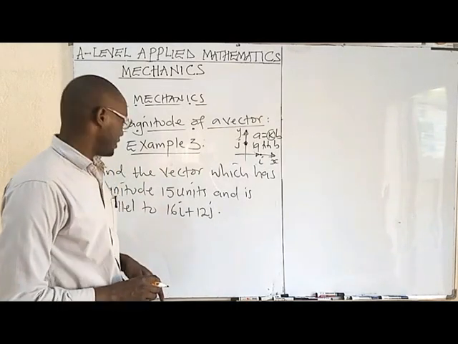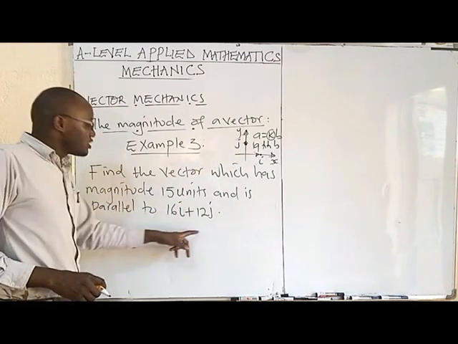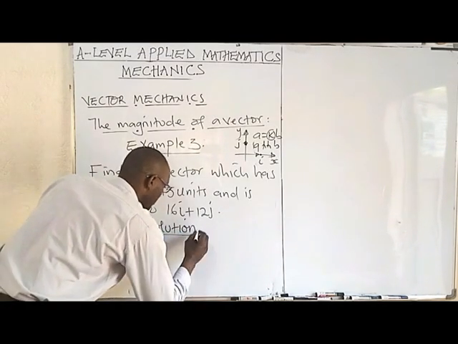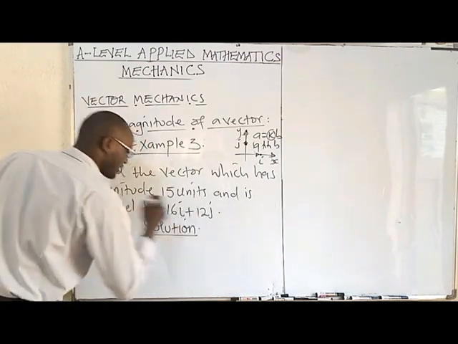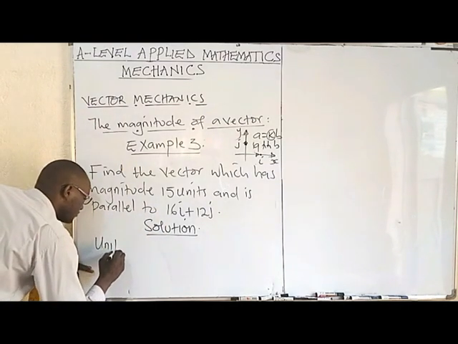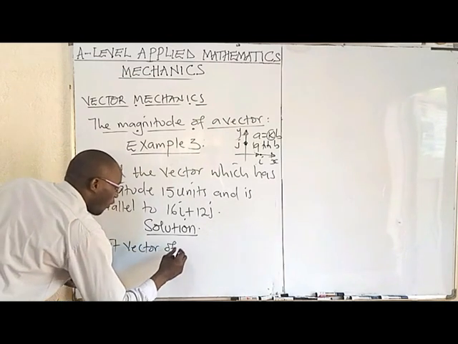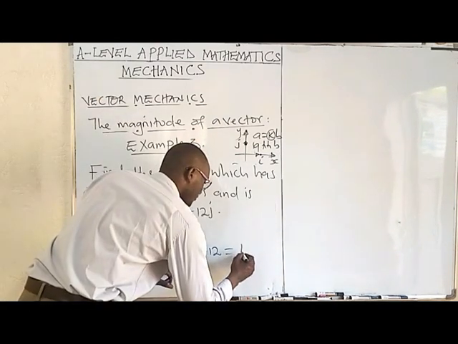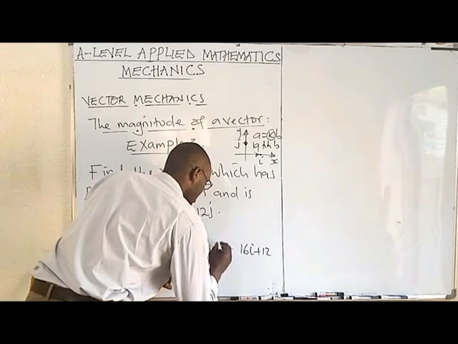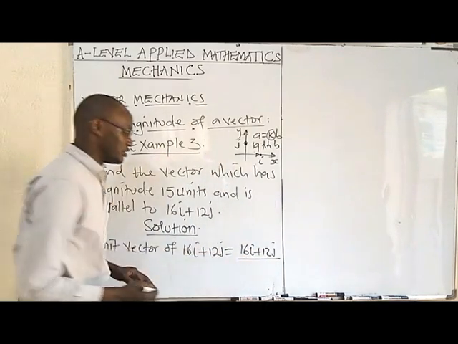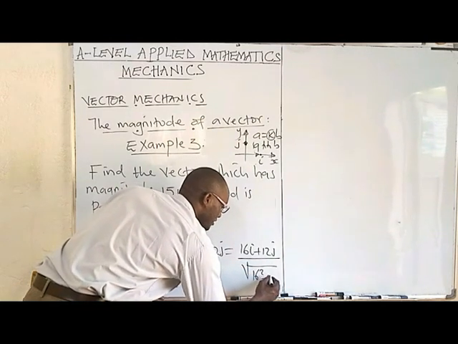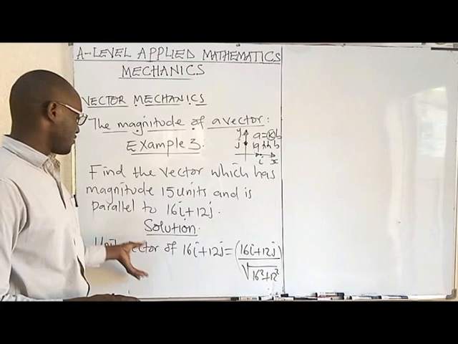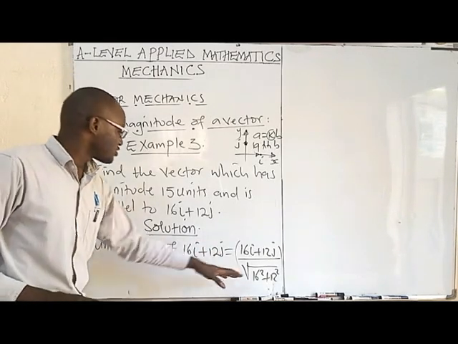Very interesting. Now, the only vector which is going to be parallel to this is its unity vector. We can go and look for the solution. Let us say the unity vector of 16I plus 12J is given by the vector 16I plus 12J over the magnitude, the square root of 16 squared plus 12 squared. That is the unit vector, and this is a vector which is parallel to this. So what we have got is a parallel vector to that.